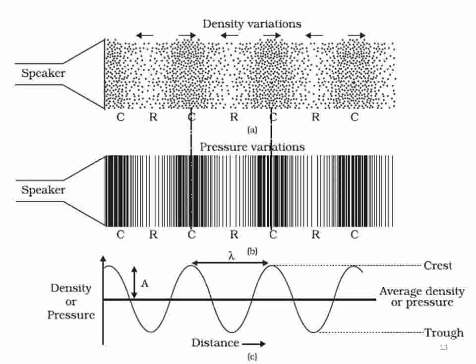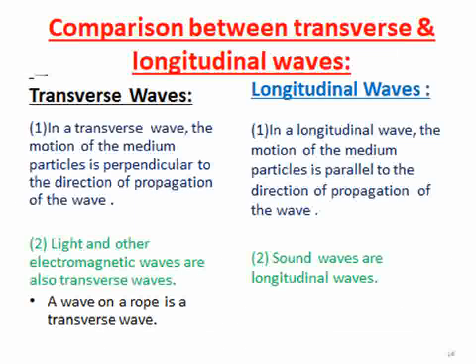In the second figure, pressure variation is shown. In the first figure, density variation is shown in compression and rarefaction. In the last figure, there is a graph for density and pressure variation about the mean position, that is, in comparison to the mean position. Compressions and rarefactions are produced in a longitudinal wave, whereas crests and troughs are produced in a transverse wave.